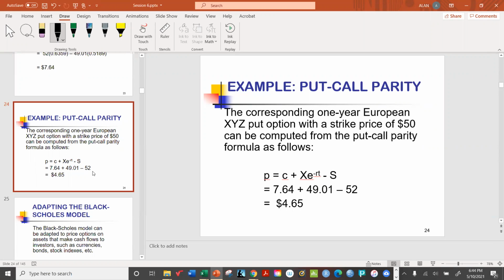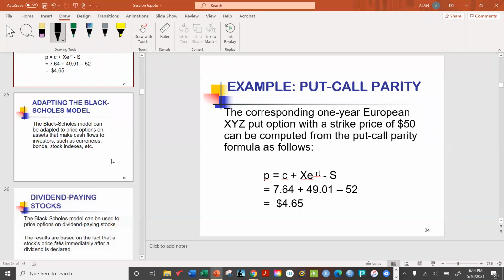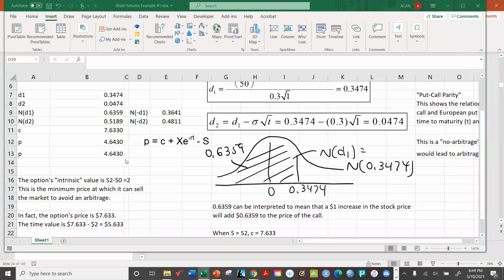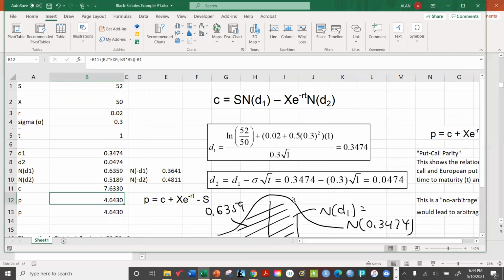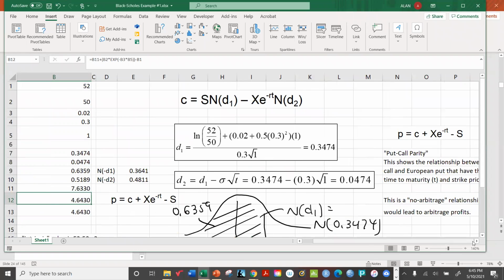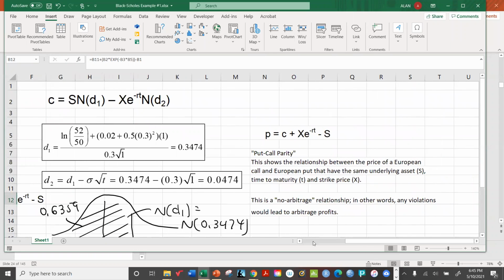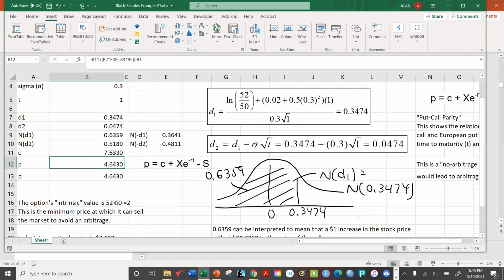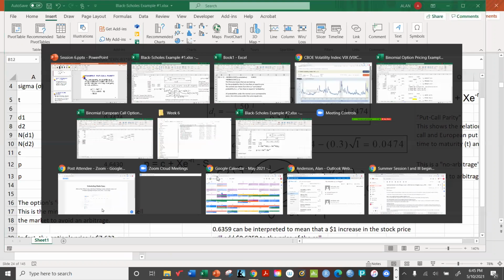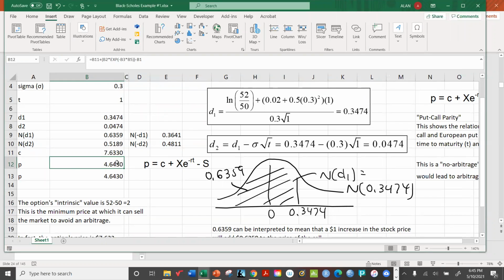Okay. Now in the spreadsheet, I've got it all worked out with all the formulas. By the way, I have actually done it in two different ways. There's actually two different ways of calculating a European put price. We'll see if it's in the slides. I think it is. But if you're using the put-call parity condition, it's right here.